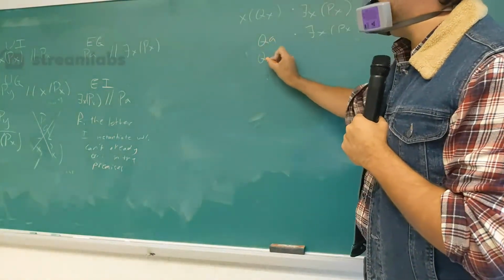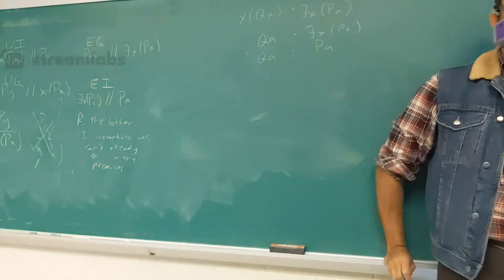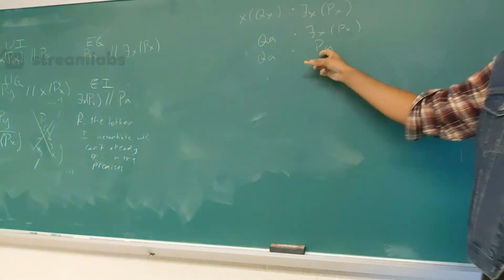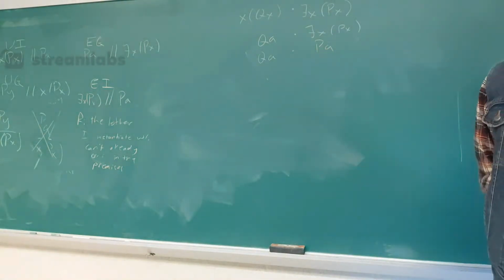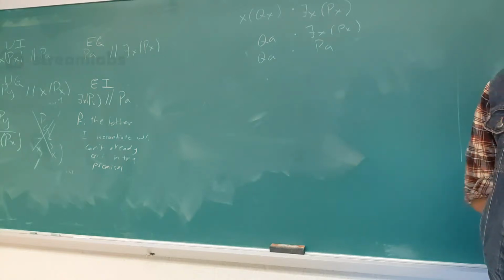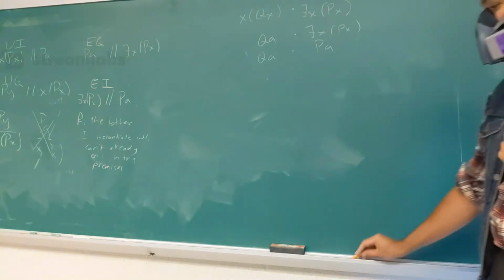Is it okay if I now do this? Why not? That's existential instantiation. Why can't I do that? I already used A, right? So let's just follow the restriction, right?